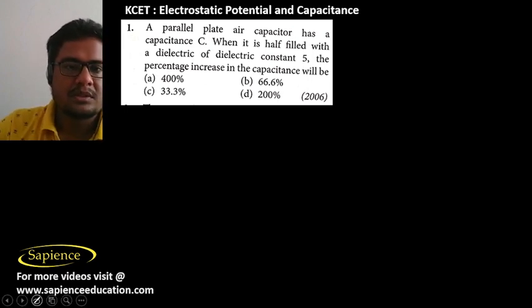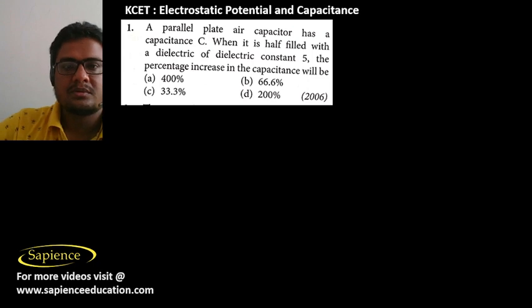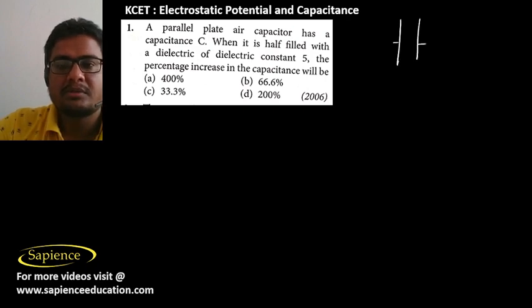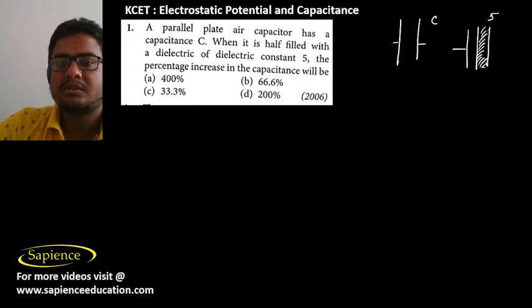Here we shall start with the first question from the chapter on electrostatic potential and capacitance. It is told that a parallel plate air capacitor has a capacitance C. When it is half filled with a dielectric of dielectric constant K equal to 5, then find the percentage increase in the capacitance.